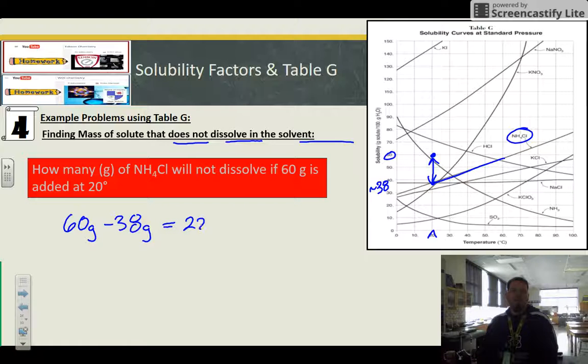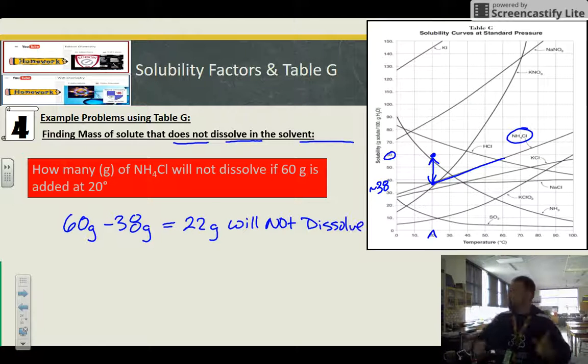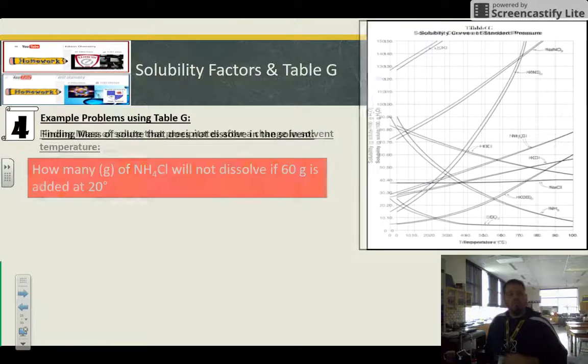So 22 grams of that NH4Cl will remain as a powder on the bottom of the solution, much like the picture we showed you before, where there's solid on the bottom, the top is saturated. Okay, so it won't dissolve anymore.